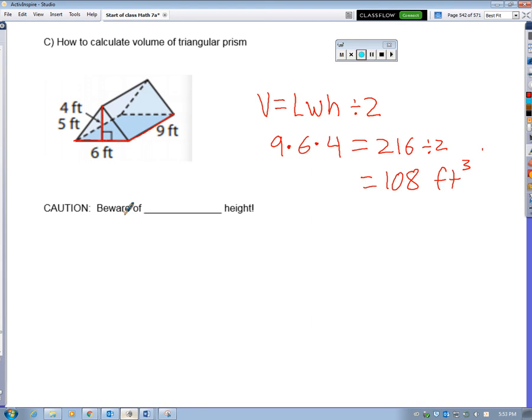Alright? Like I mentioned a little bit before, beware of the false height when you're talking about these triangular prisms. Notice how we did not use the 5, okay? The 5 is the length of the slanted side of the triangle. Okay, we don't want that. You want to go with the true height, the 4. Okay, so watch out for that. Sometimes that can be a little tricky.